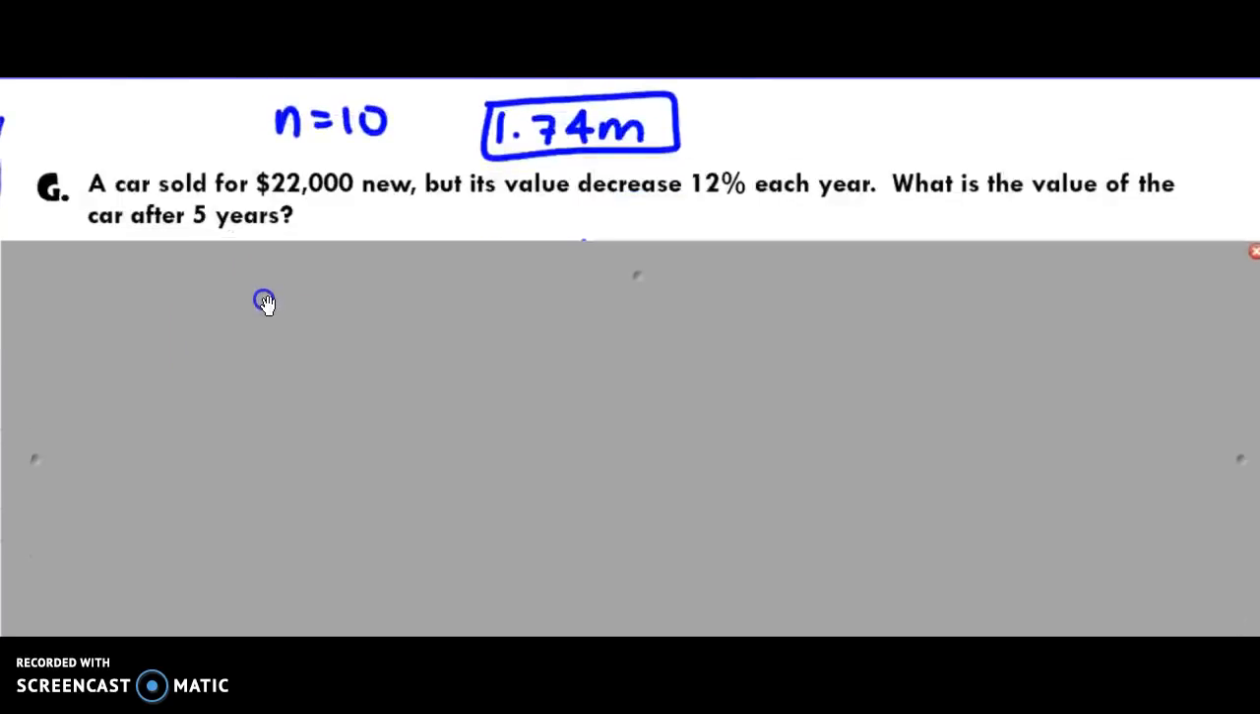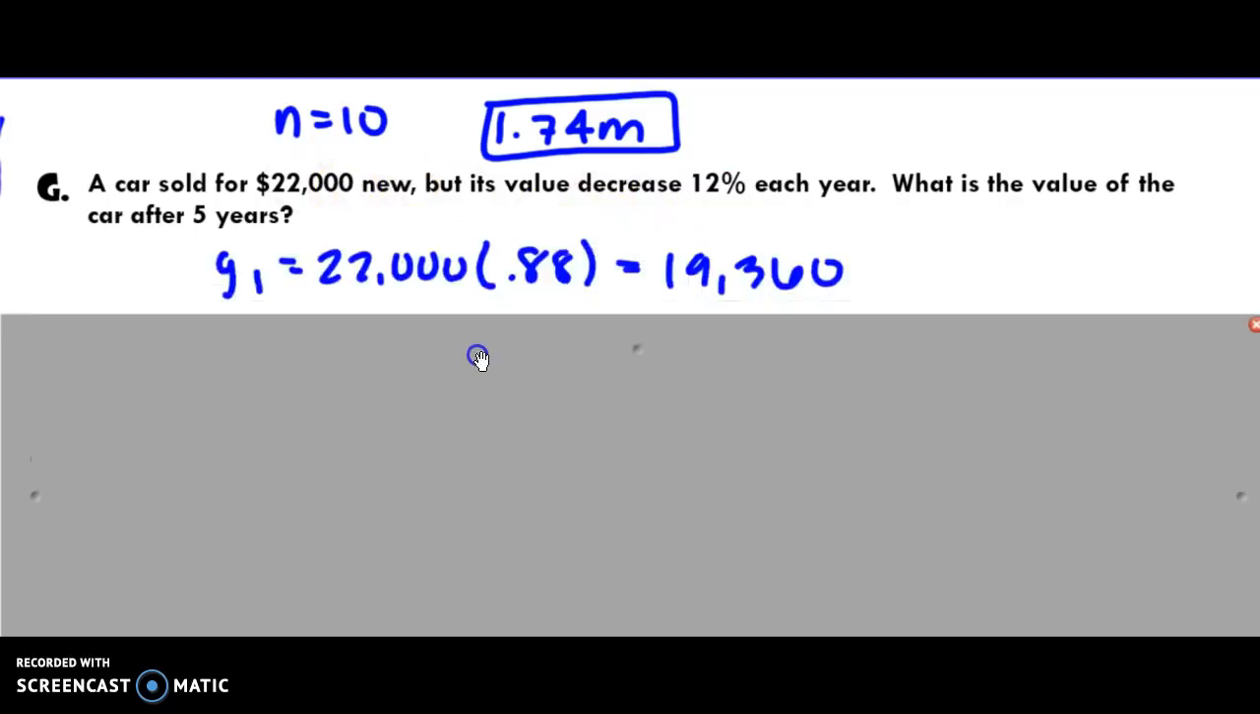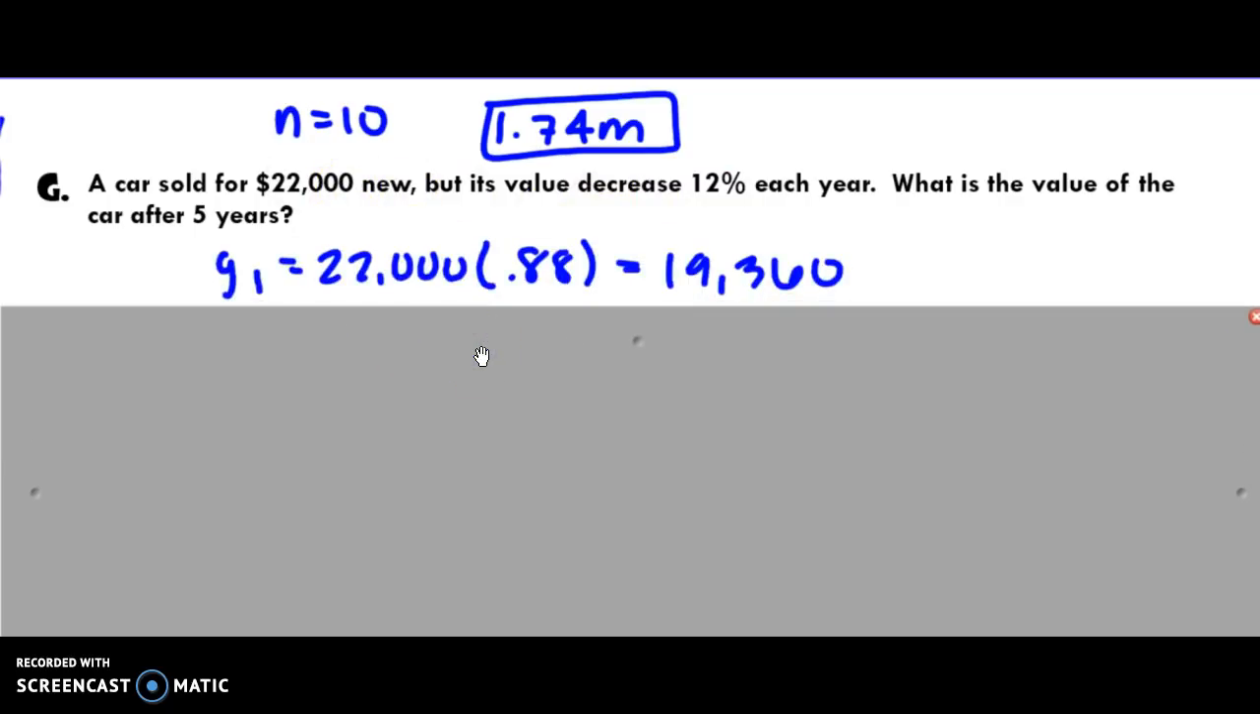So similar, in example G, a car sold for $22,000 new, but its value decreased 12% each year. What is the value after 5 years? So again, I need my first term and my ratio. My first term is not 22,000. After the first year, it would be 88% of that. So where did I come up with 88%? If it goes down 12%, that means that it's still worth 88%. So I took 12 away from 100 and then turned that to a decimal. So to find my first term, I'm going to do 22,000 times 0.88. So after 1 year, the car is worth $19,360.